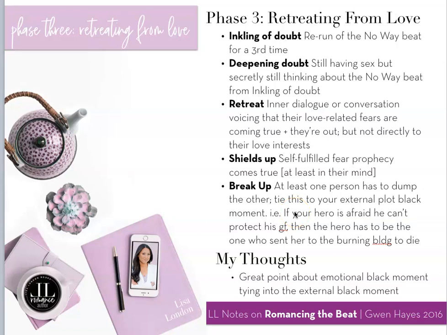So her advice, which I think is actually very excellent advice, is this black moment should tie in directly with the black moment of your external plot. So she had a good example. If your hero is afraid he can't protect his girlfriend, then the hero has to be the one who sent her into a burning building to die, right? Like the reason she's in the burning building is because maybe they broke up, and so she retreated there, and that's, you know, where she is. So those two things would then tie in together.